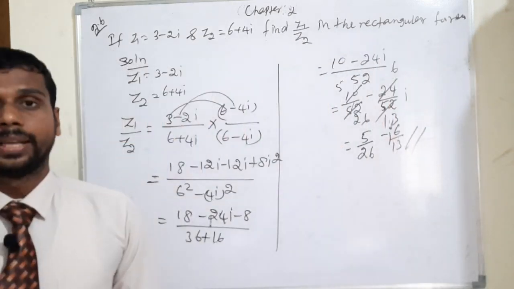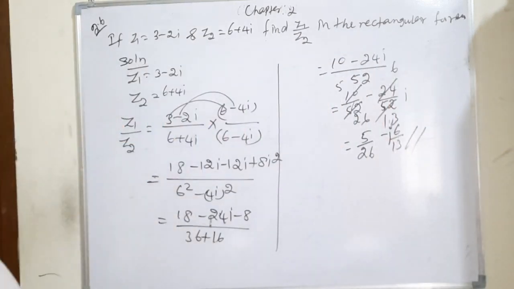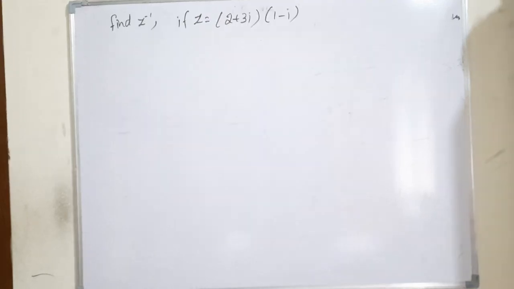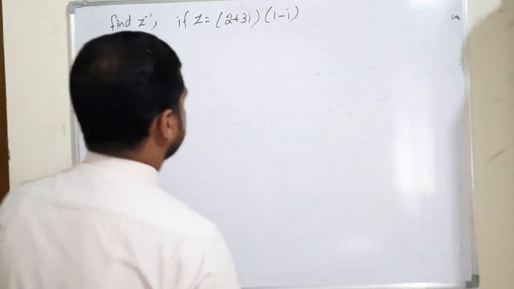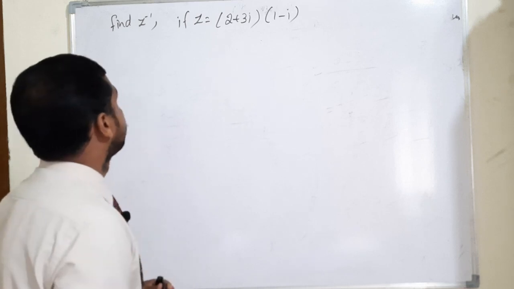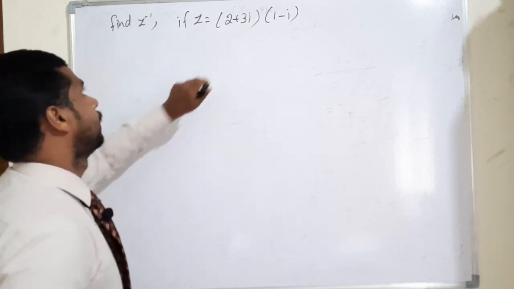Okay, I will continue with the next example, 2.7. So this is example 2.7. What is the question? Find Z inverse, isn't it? What is the condition given?